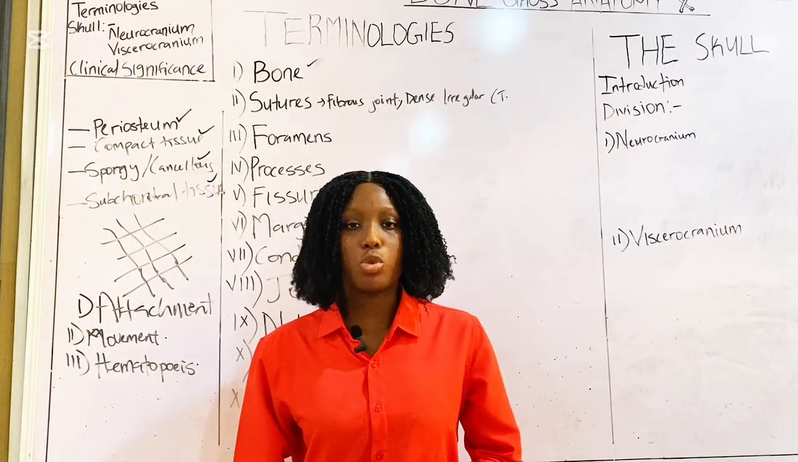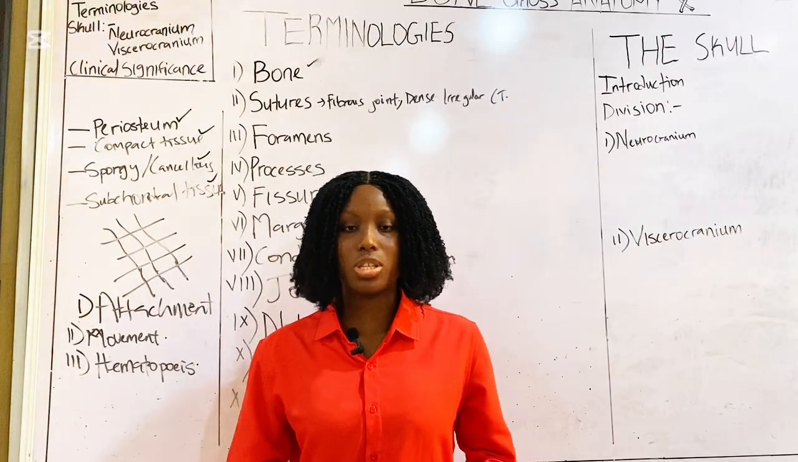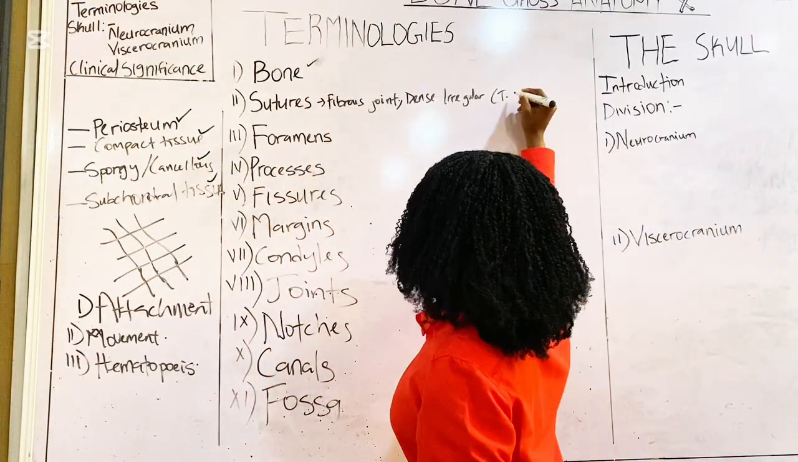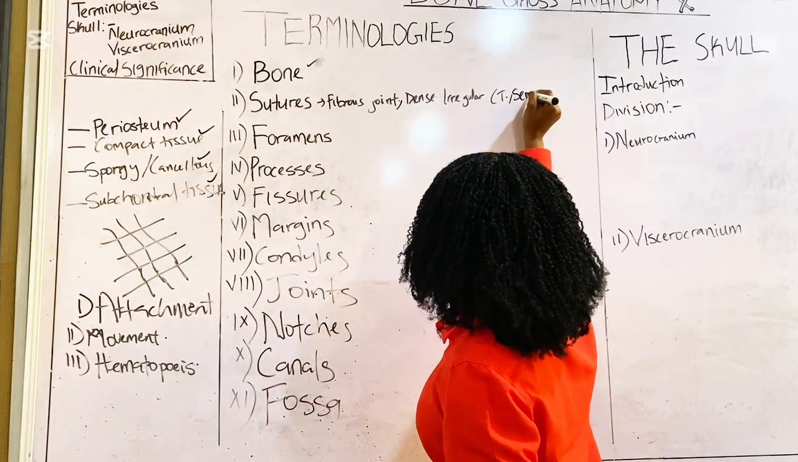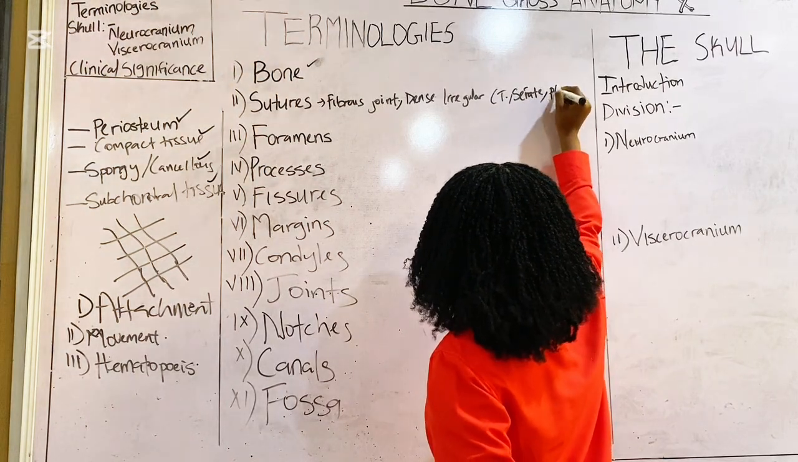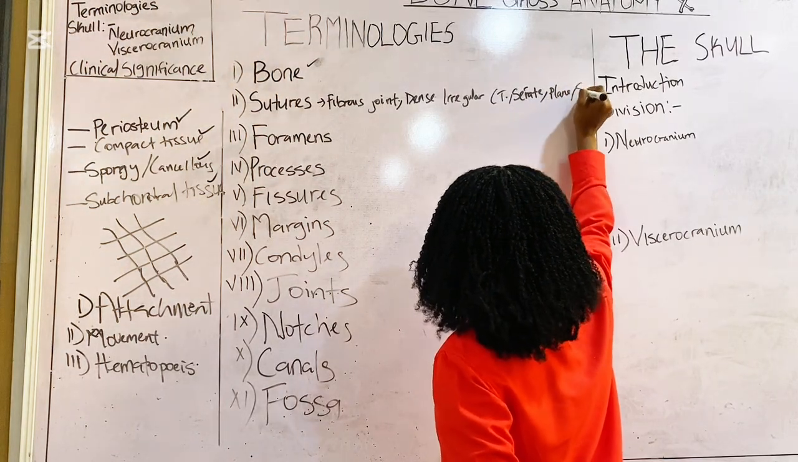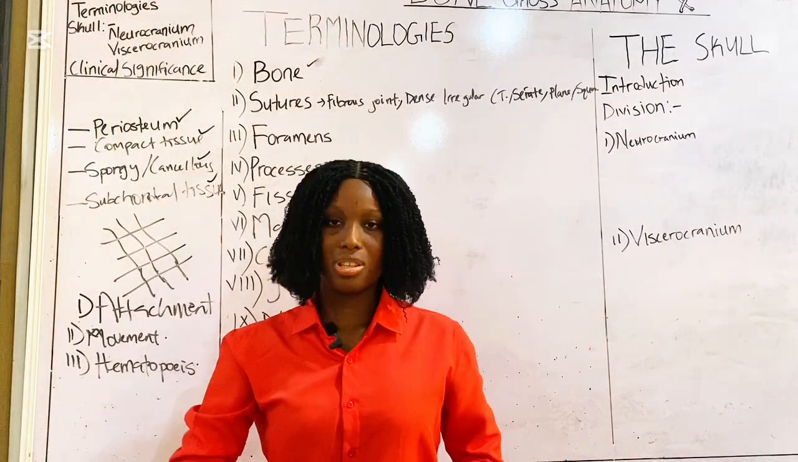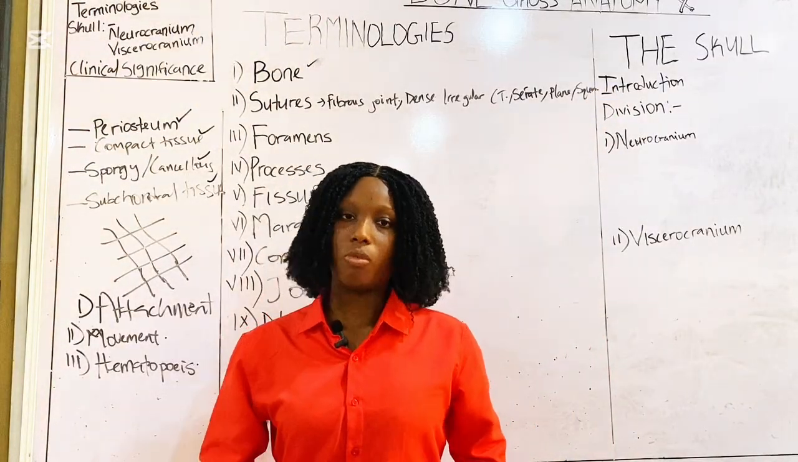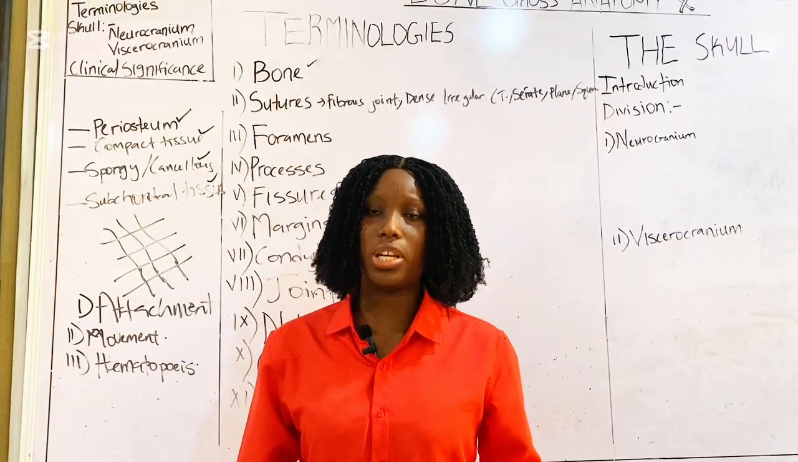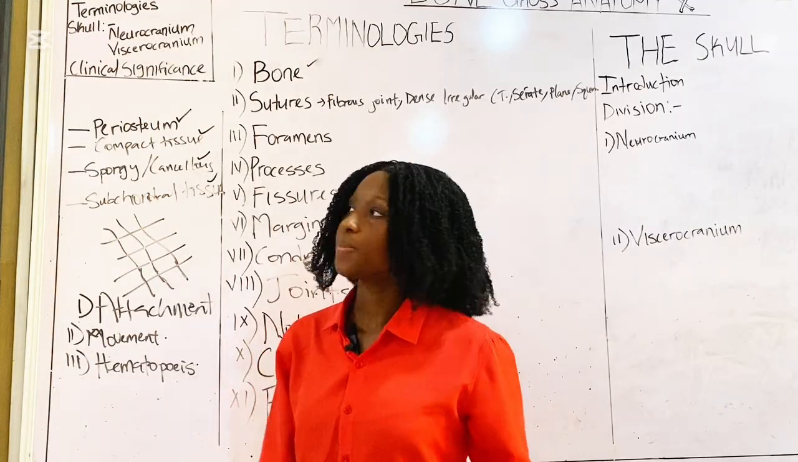The different types of sutures are serrate sutures, squamous sutures, and plain sutures or planar sutures. Serrate, double R, plain, and squamous. Although there are different types of sutures, each suture, from the serrate to the squamous and to the plain, is found only and majorly in the skull.